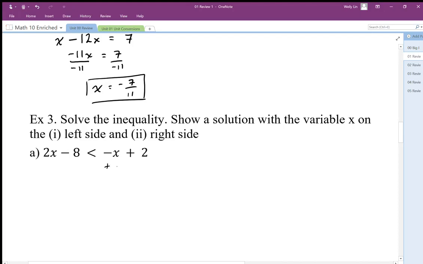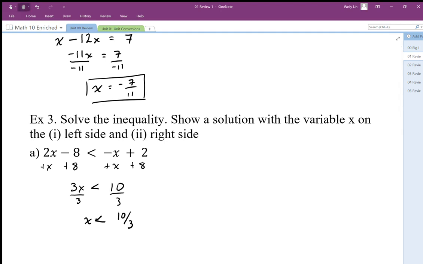So I have a positive x I want to get rid of, negative x I want to get rid of with a plus x. I have a minus 8 that I want to get rid of with a plus 8. So here I end up with 3x's is less than 10. Divide both sides by 3. I end up with x is less than 10 over 3, which is 3.3 repeating.